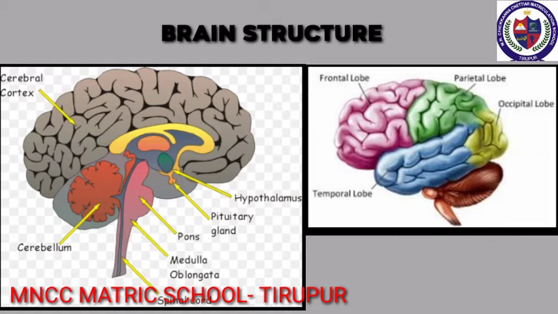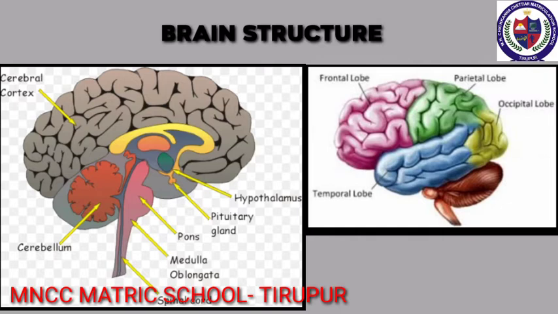Midbrain. It is located between thalamus and hindbrain. The dorsal portion of the midbrain consists of four rounded bodies called corpora quadrigemina that control visual and auditory reflexes. Hindbrain. It is formed of three parts: cerebellum, pons, medulla oblongata. Cerebellum. It is the second largest part of the brain, formed of two large-sized hemispheres and middle vermis. It coordinates voluntary movements and also maintains body balance.